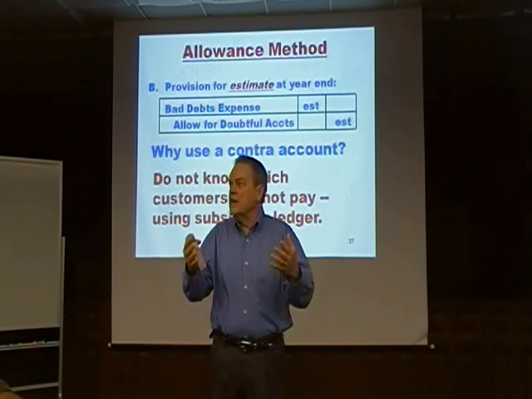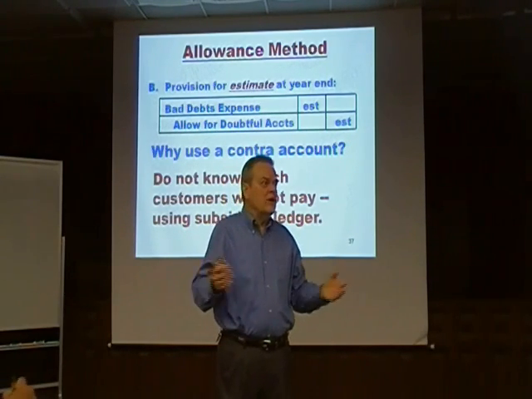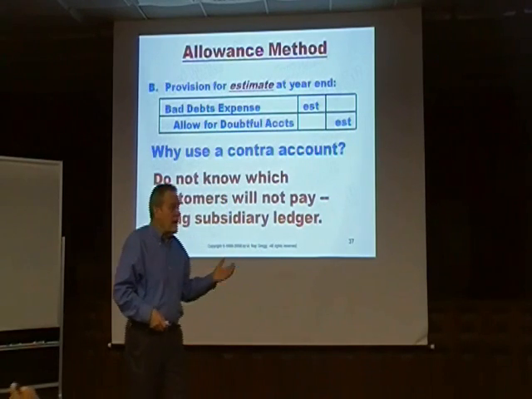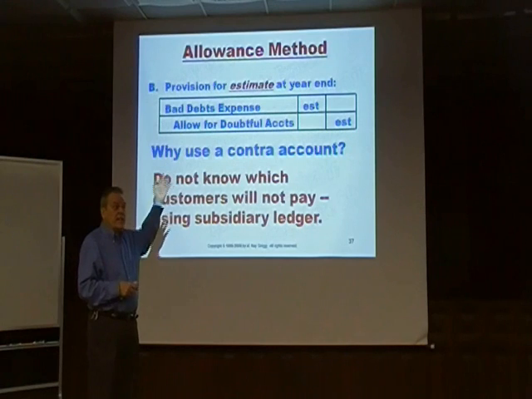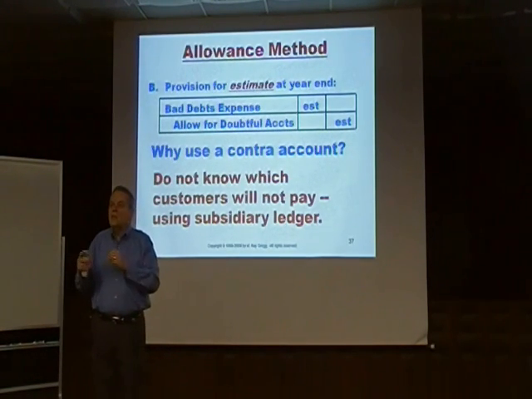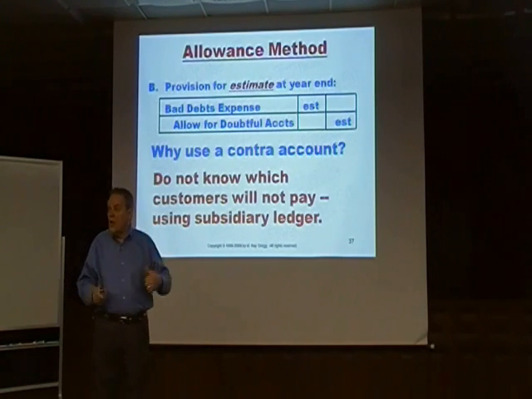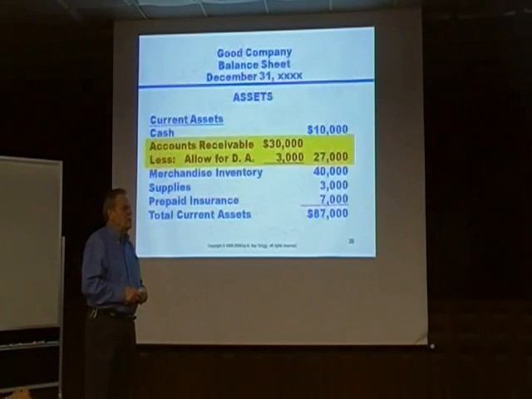Did you understand the explanation I just gave? Yes or no? Yes. We don't know who's not going to pay. So we've got to estimate it in advance, reduce receivables indirectly through allowance for doubtful accounts, and later when we find out who in particular is not going to pay, we'll solve the problem we just created. This is still a good solution.